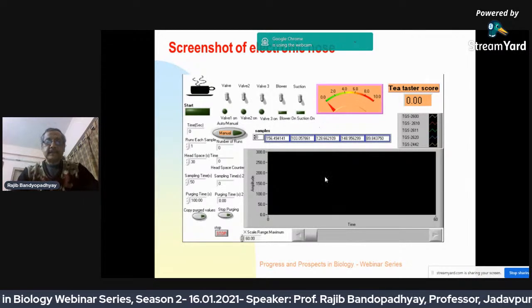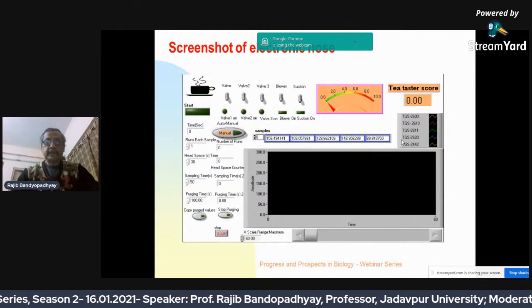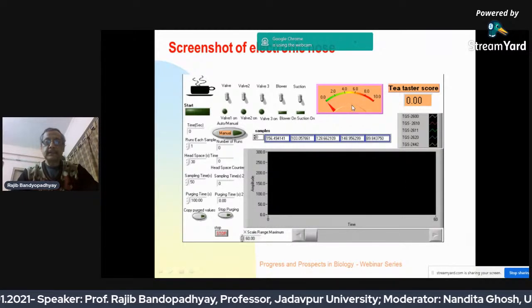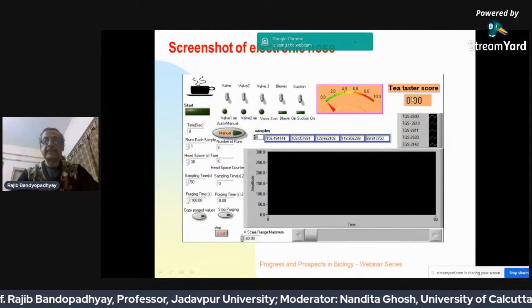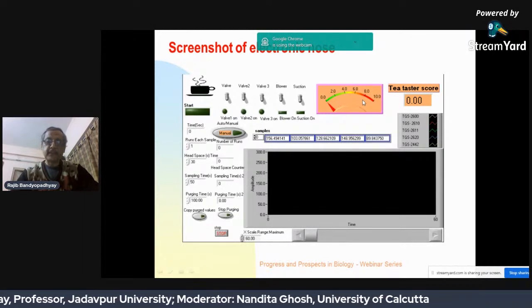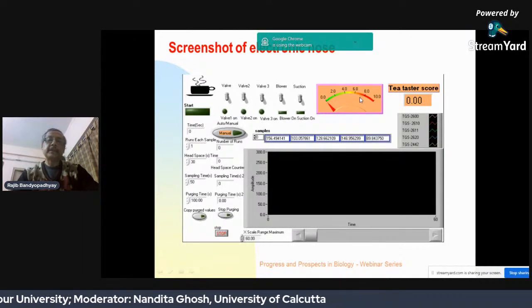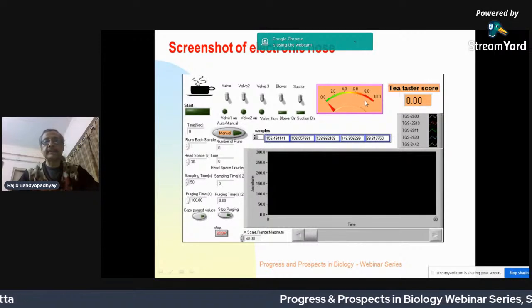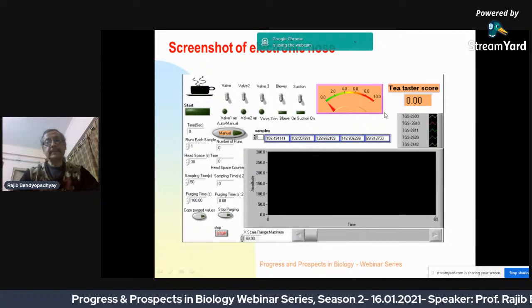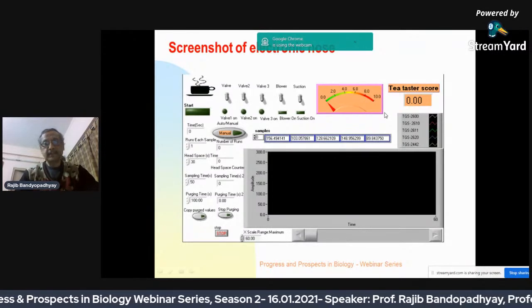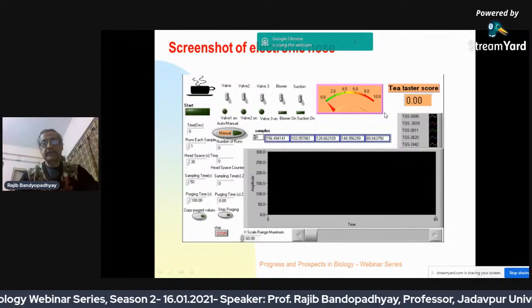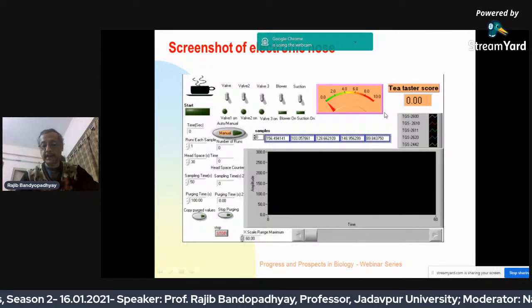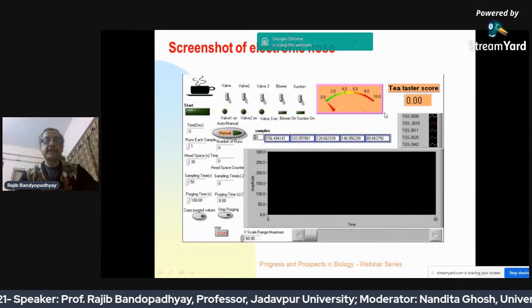So this is the screenshot of the electronic nose. This is for the tea testers. We designed the electronic nose in such a way that the tea tester gives a score from 0 to 10, which is usually employed. These tea tester sheets imply that if it is 6, the price will depend upon that; if it is 8, the price will be more. So we try to correlate the tea tester score with the sensor response, and partially we were successful. We published some papers, but I'll tell you the story after some time.